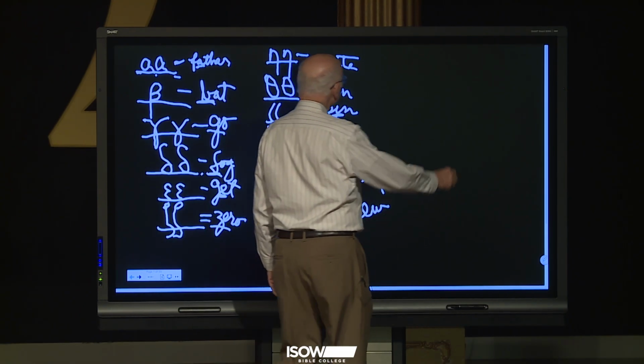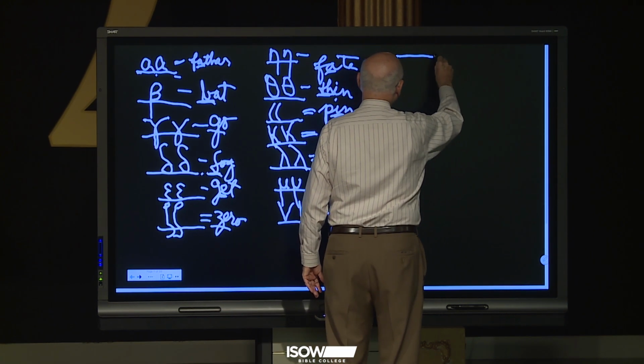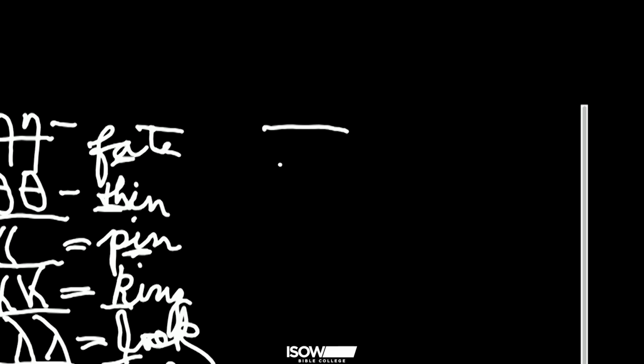The next letter is the ru. It begins below the line, and it looks somewhat like an English P. One thing about the ru, if it's the first letter in a word like rhema, it's going to have what we call a rough breathing over it.